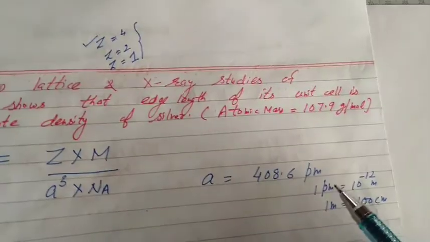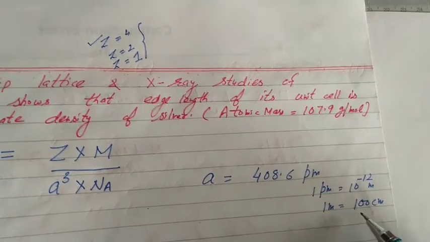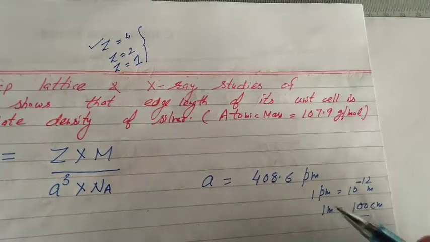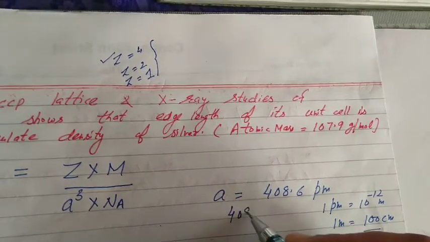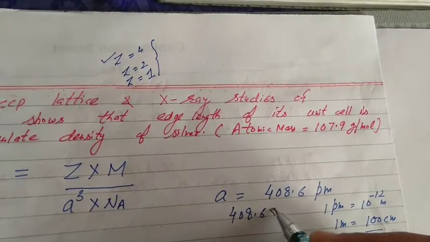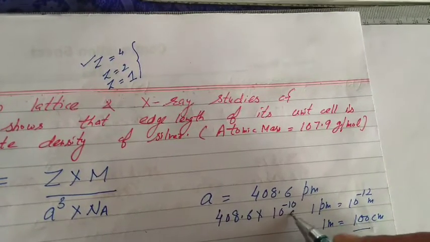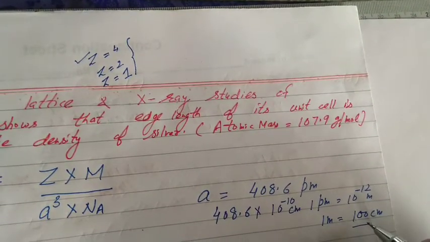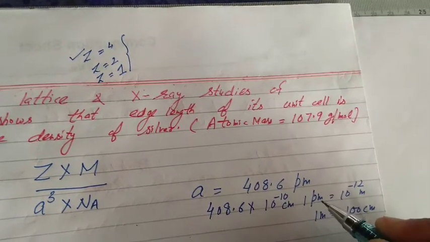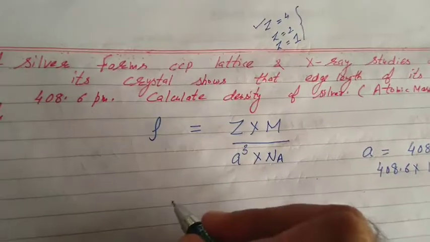It is in picometers. We know 1 picometer equal to 10 to the power minus 12 meter and 1 meter equal to 100 centimeter. It means when we convert it to centimeter, it becomes 408.6 into 10 to the power minus 10 centimeter. 1 picometer 10 to the power minus 12 meter and 1 meter 100 centimeter. That is 1 picometer equal to 10 to the power minus 10 centimeter. Now please put these values.